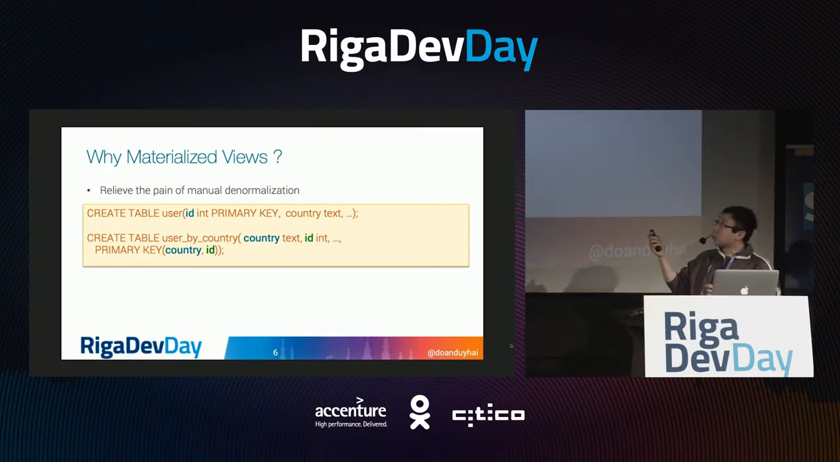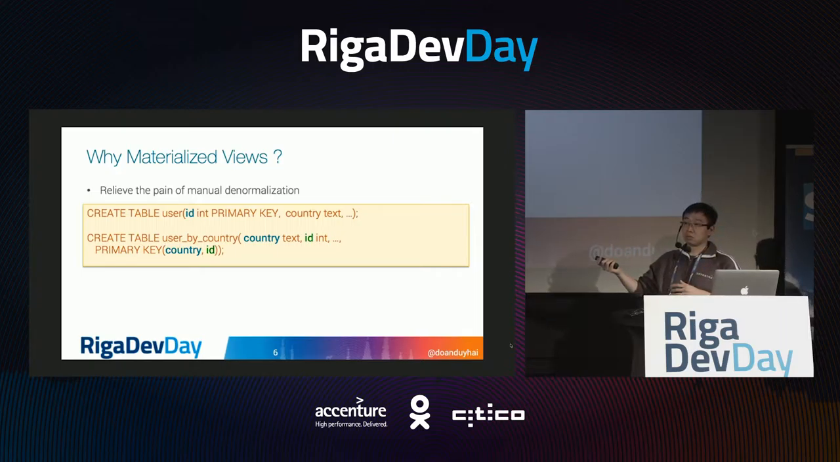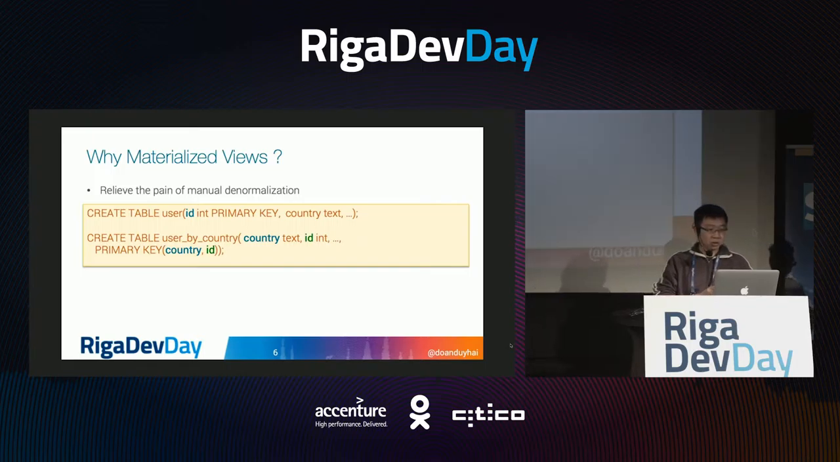By denormalizing data, it means that you, as a developer, need to take care of it every time you write. You create a user, you need to duplicate the data in this table. It means also that you need to take care of updates. So every time a user updates his country, you need also to modify this table. It can become very complex if you have two or three denormalizations from a base table.